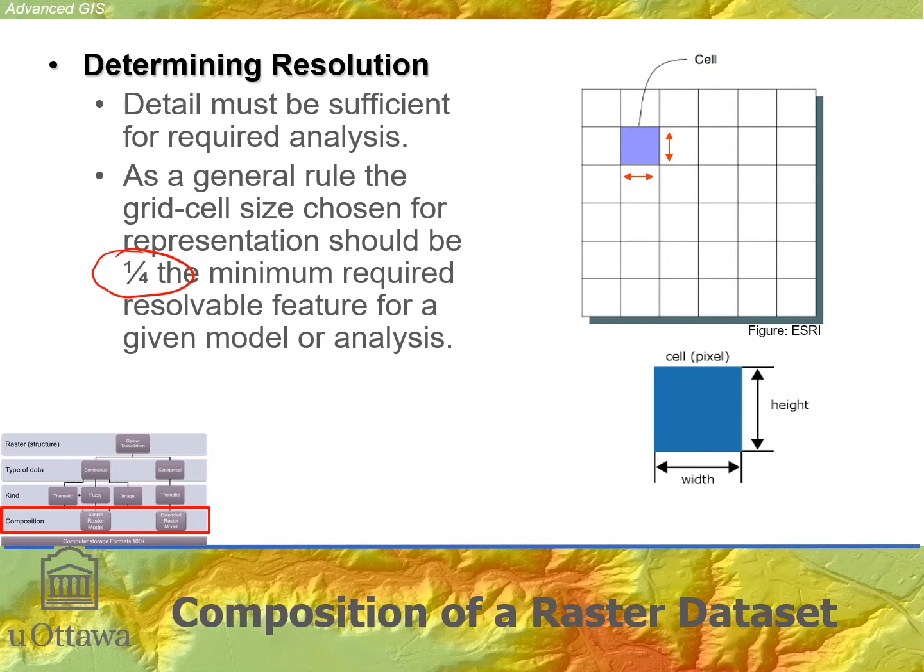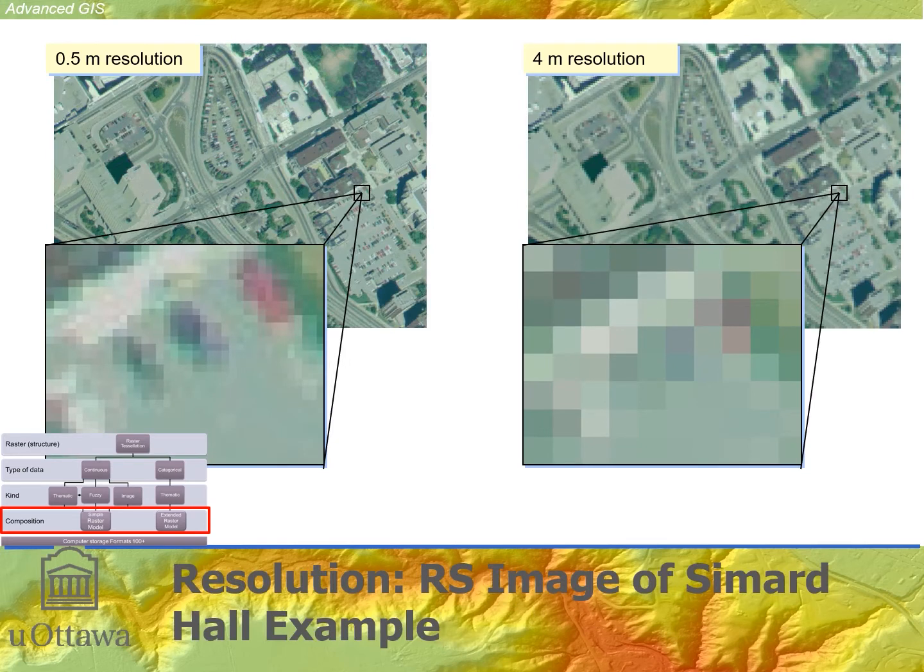So, for example, if you needed your raster to represent individual cars in a parking lot, let's see what would happen. So at a 0.5 meter resolution, this little section of the parking lot, and you can see that we have buildings here, and then we have a parking lot. This is just outside Simard Hall at the University of Ottawa, or was at the point when it was taken. It still is outside there, but it's not all parking lot anymore.